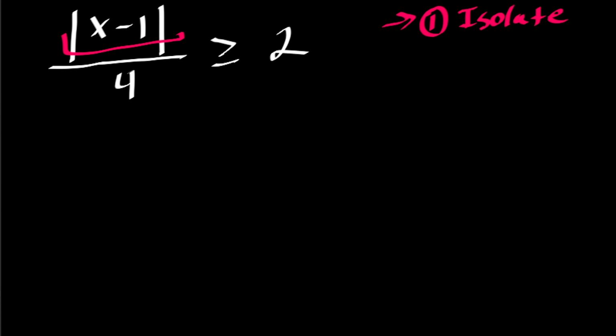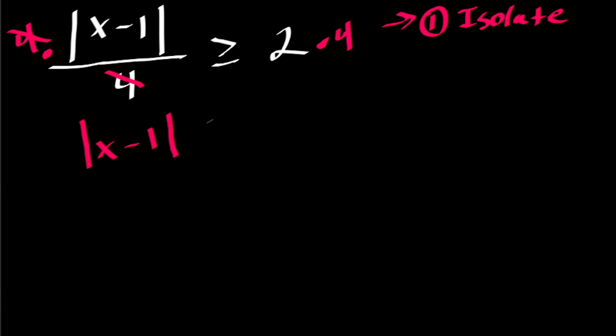So is my inequality on the left side by itself, is it isolated? No. We have divided by 4 on the same side, so we need to get rid of that division by 4 by doing the opposite, which would be multiplying by 4. Now, since we're multiplying by a positive 4, my inequality symbol is not going to flip. So it's going to stay greater than or equal to. 2 times 4 gives me 8.